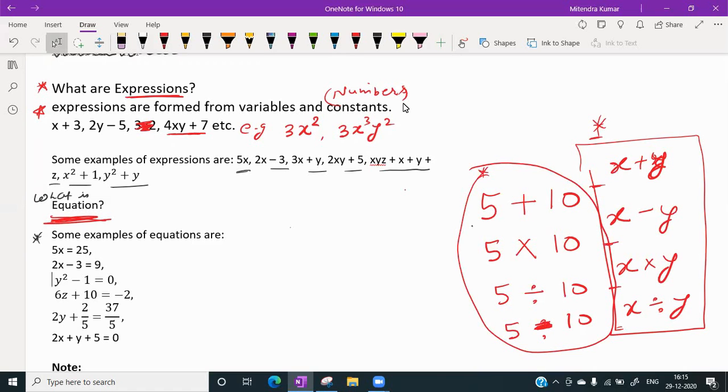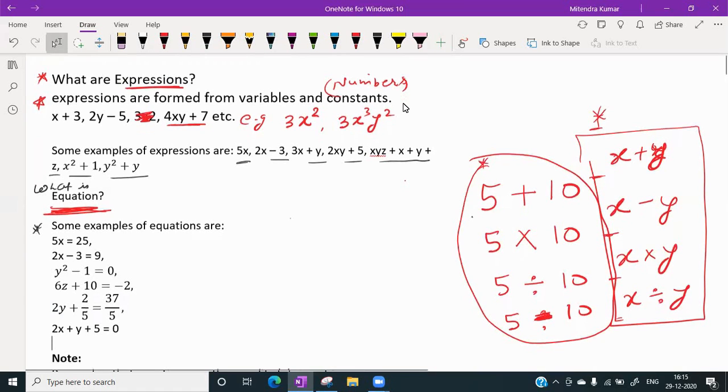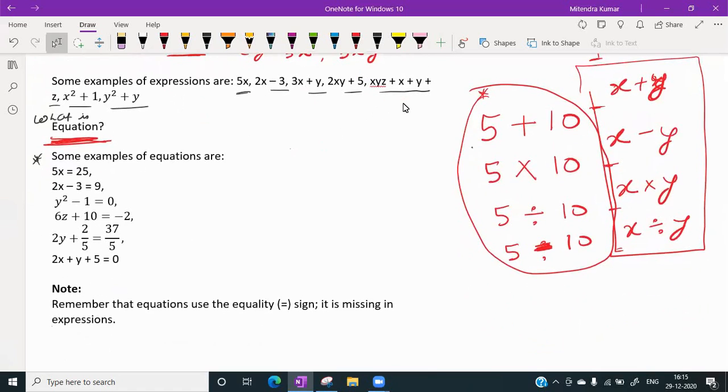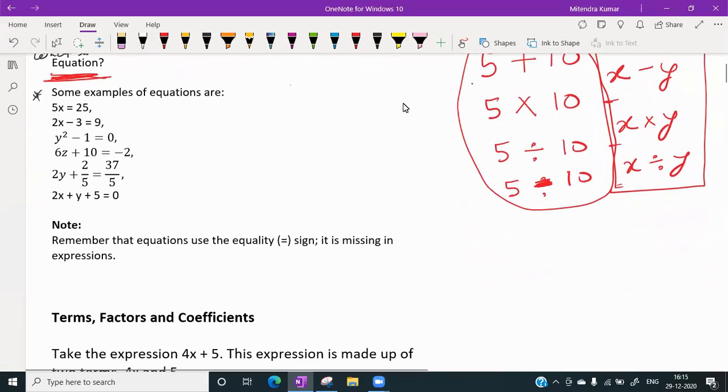Okay, so I think you have noted this. So remember, the equation uses the equality sign, if it is missing then it is an expression. So up to here is done, yes, okay. Next heading, give terms, factor and coefficient.